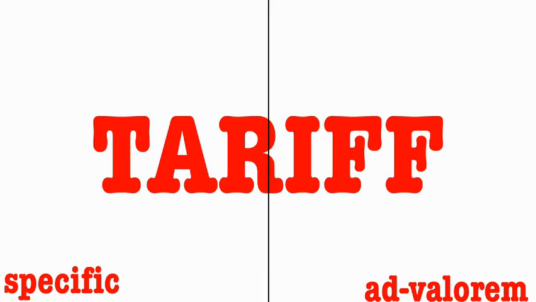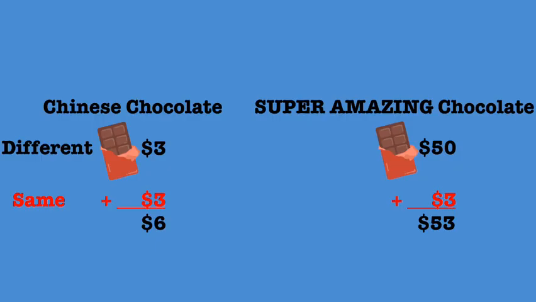There are also two types of tariffs, specific and ad valorem. A specific tariff is when there is a fixed tariff amount for all products that are impacted, no matter the price. For instance, a $3 chocolate and a $100 chocolate will have the same tariff.